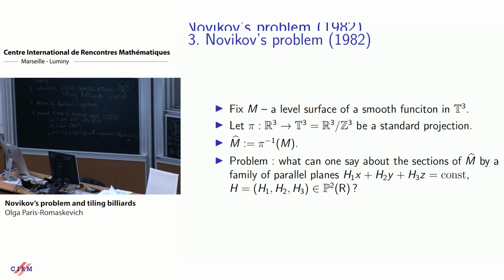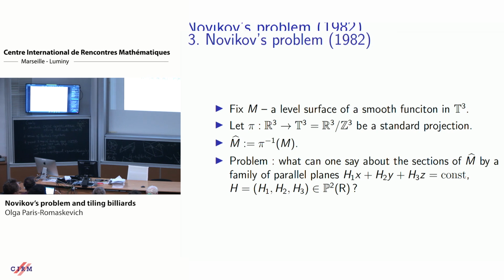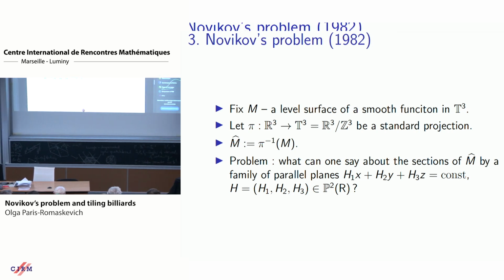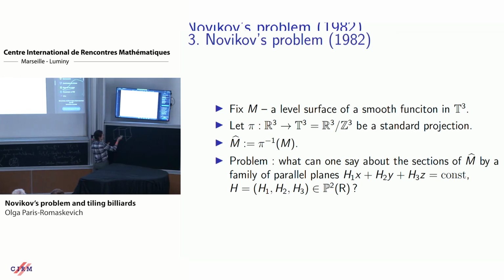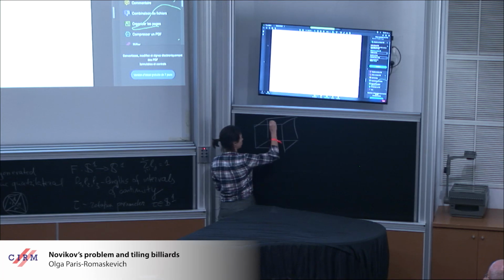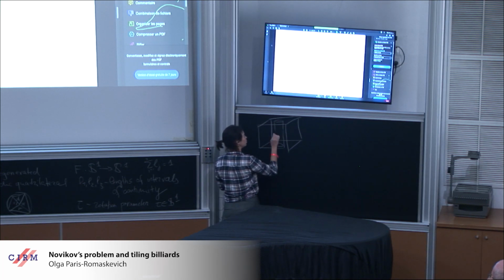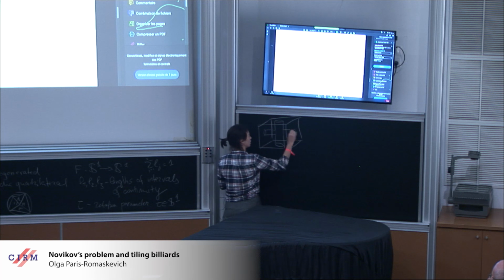Let me draw it here. So you have your T3, a cube with glued sides, and you, for example, take a cylinder in it, then you take another cylinder glued to it in another direction, and you glue another cylinder in another direction.